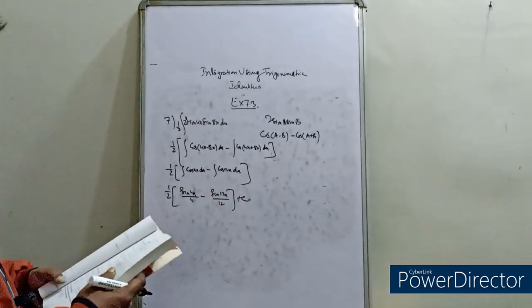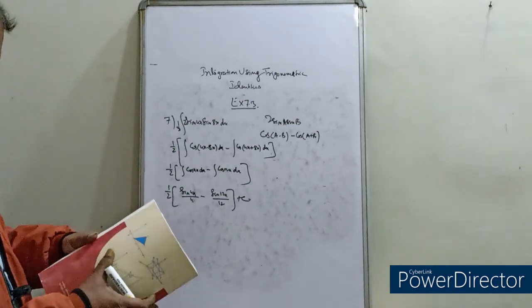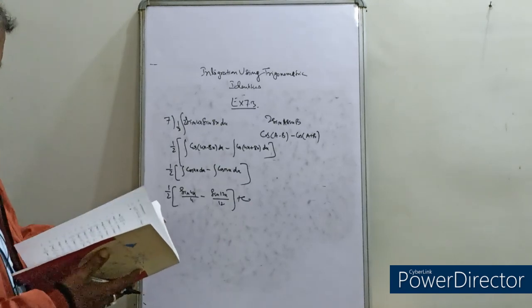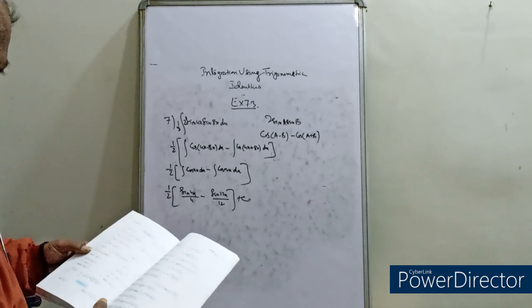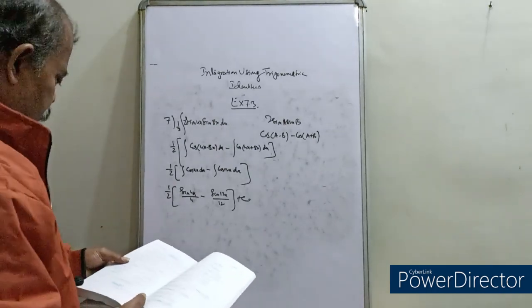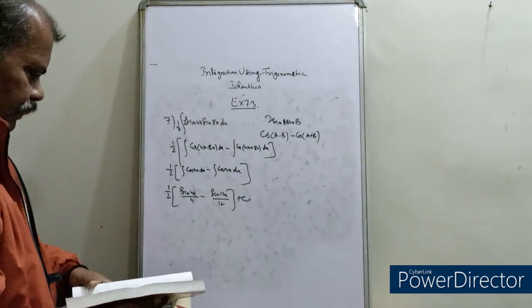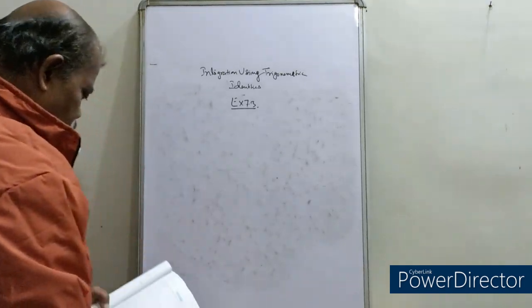So now I am going to exercise 7.3, question number 7. Here the answer is correct. Here you can see. So this is your question number 7. Now I am going to question number 8.